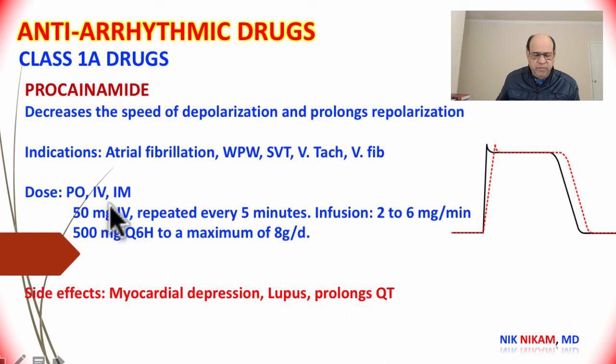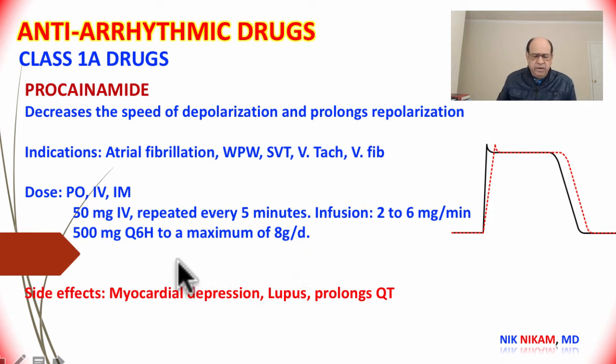It is given as 50 milligrams IV and repeated every 5 minutes, up to 5 to 6 doses, and started with an infusion of 2 to 6 milligrams per minute. When Procainamide is given orally for control of ventricular arrhythmias, the usual dose is 500 milligrams every 6 hours to a maximum of 8 grams per day.